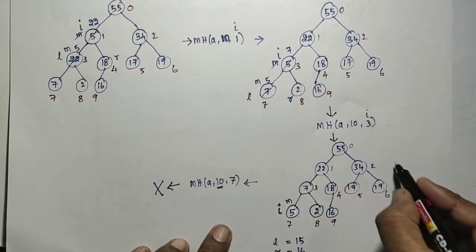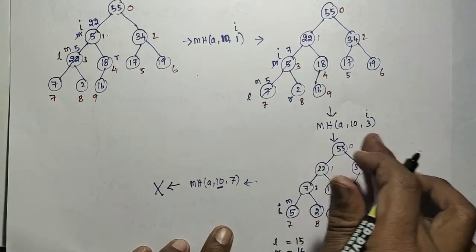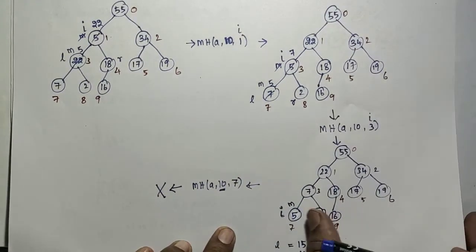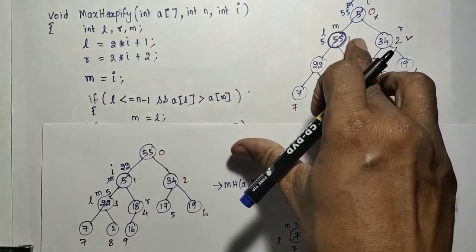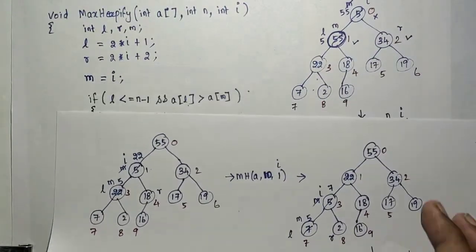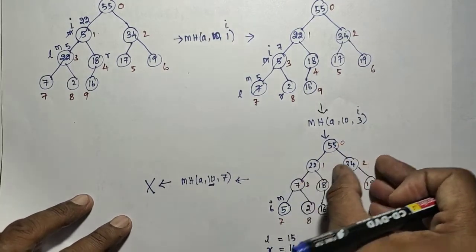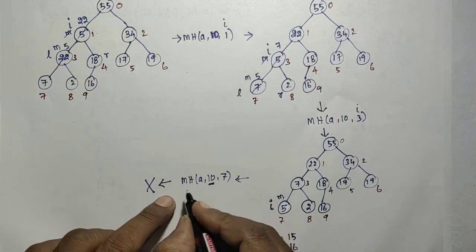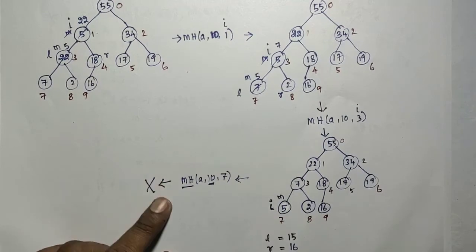So at the end, the array content is this one. It means that it is a max heap. We have moved that 5 to its proper location. Initially 5 is at the root. After calling max heapify, the 5 is moved to the 7th location, and these other elements are changed instead. So that is the code for max heapify.